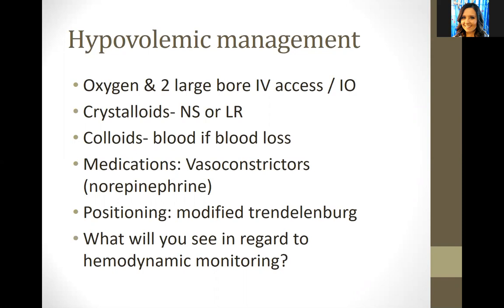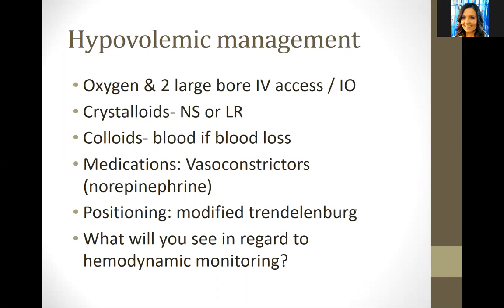First, we want to give them oxygen and start 2 large bore IVs. If we can't get IV access, we can always start an IO, so intraosseous. We want 2 large bore IVs for a couple reasons. One, in case one goes bad, we still have IV access. And 2, we may be giving them lots of fluids or fluids and meds, and a lot of things aren't compatible, so we need 2 large bore IVs.